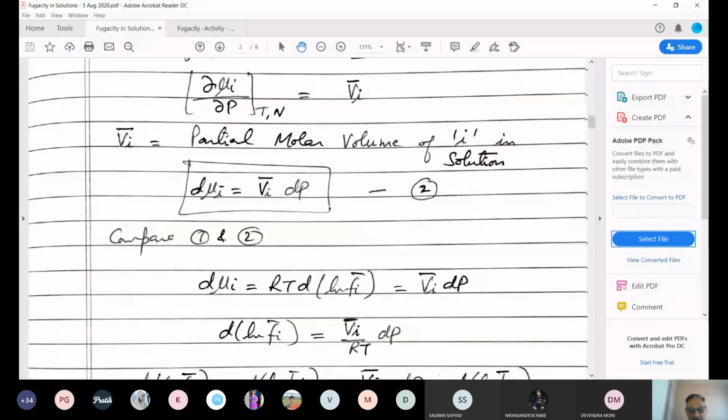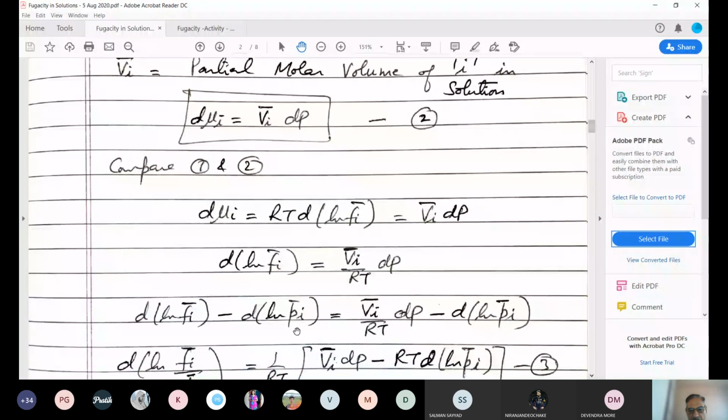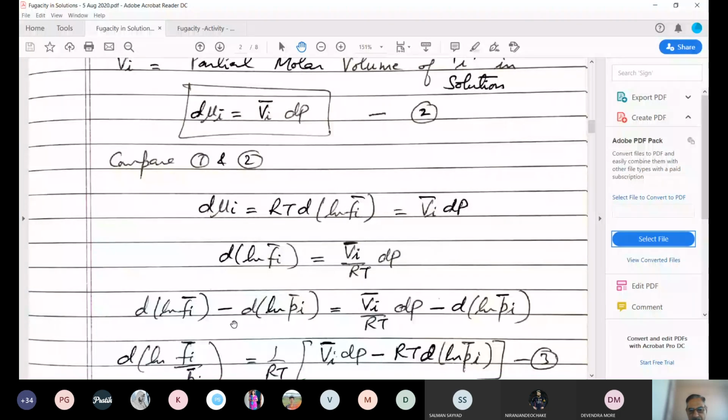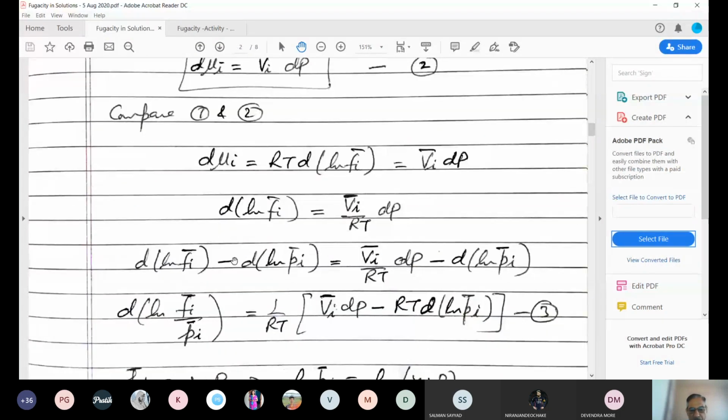Now what we do is we subtract d ln P_i bar from both the sides because we want to get some form of the equation. So d ln f_i bar minus d ln P_i bar on this side is equal to V_i bar upon RT into dP, minus again d ln P_i bar. So what we get is d ln of f_i bar by P_i bar, is equal to 1 upon RT if we take out common, V_i bar into dP minus RT d ln P_i bar. Any questions on equation 3?